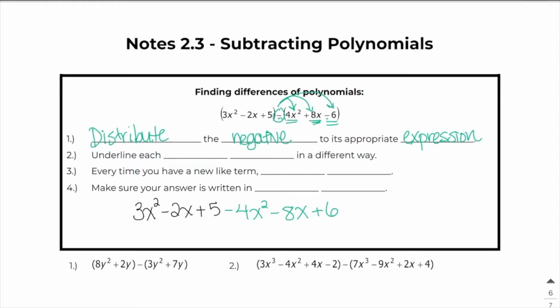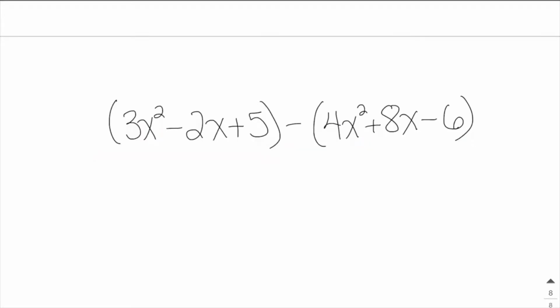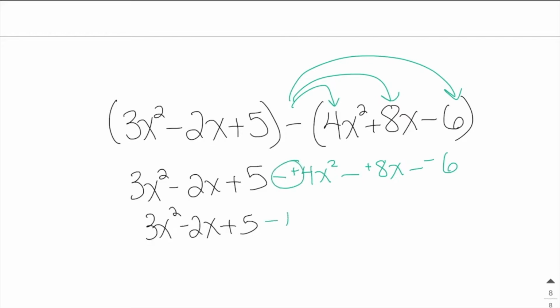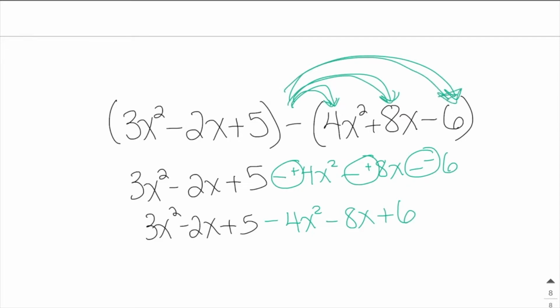This is like having double signs, and we don't want to have our double signs anymore. One quick note: this 3x squared minus 2x plus 5, we keep the same. Essentially, when we distribute this negative, we're saying it's minus everything inside of here. So this becomes minus a positive 4x squared, minus a positive 8x, and minus a negative 6. But remember, we don't want any double signs. So instead of minus a positive, we just say minus. And instead of minus a negative, we say positive 6. So when we're distributing our negative through, we're just changing all of our signs.